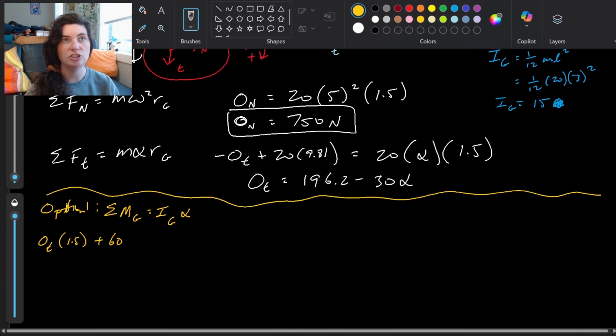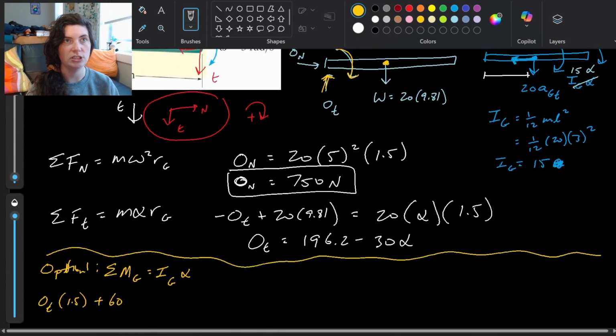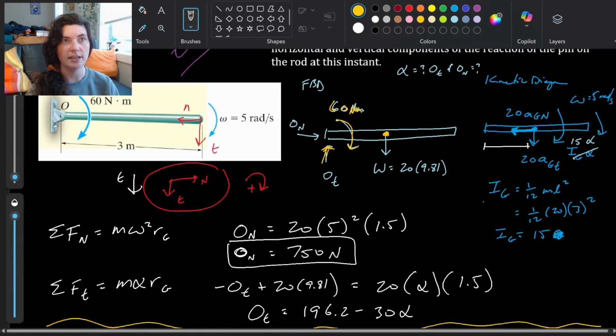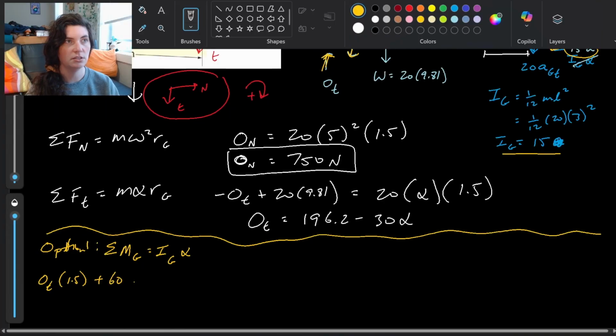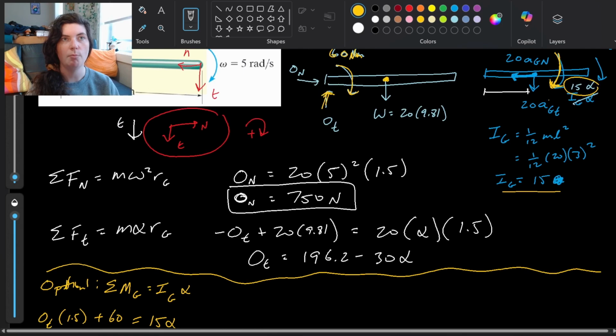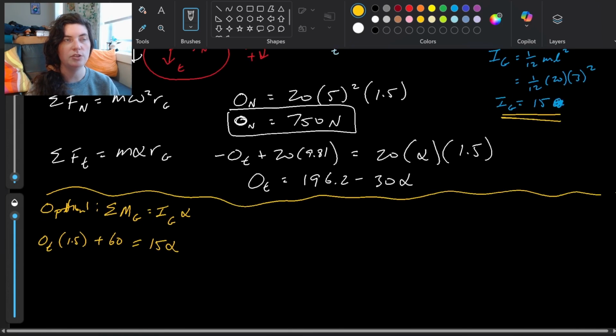Now I'm going to do IG times alpha. So we found IG already. IG is 15. And it's literally just this IG times alpha term that we put on the kinetic diagram. That's all it is. It's 15 alpha. Equals 15 alpha. So we saved ourselves a little bit of time by already calculating out what IG was. But if you didn't do that up top, you would figure it out here when you're doing this moment calculation.